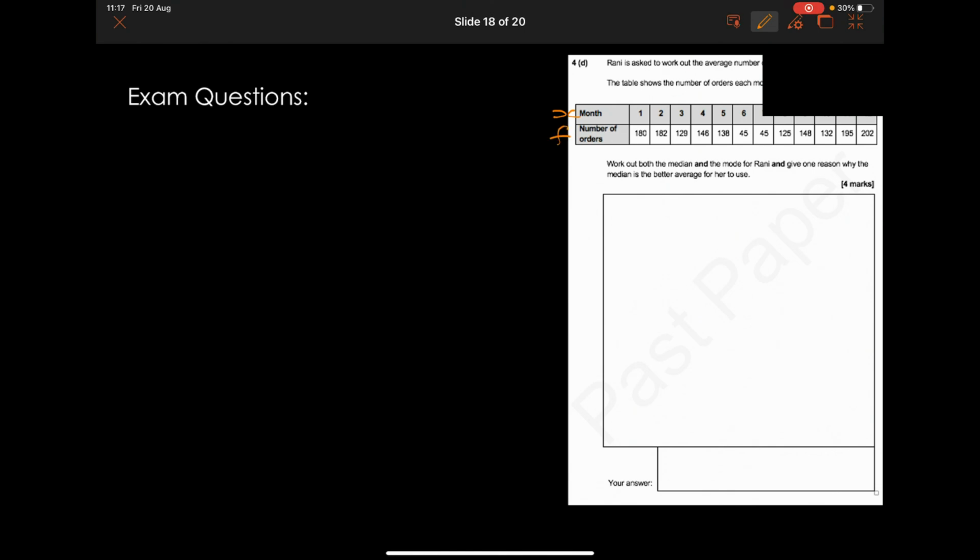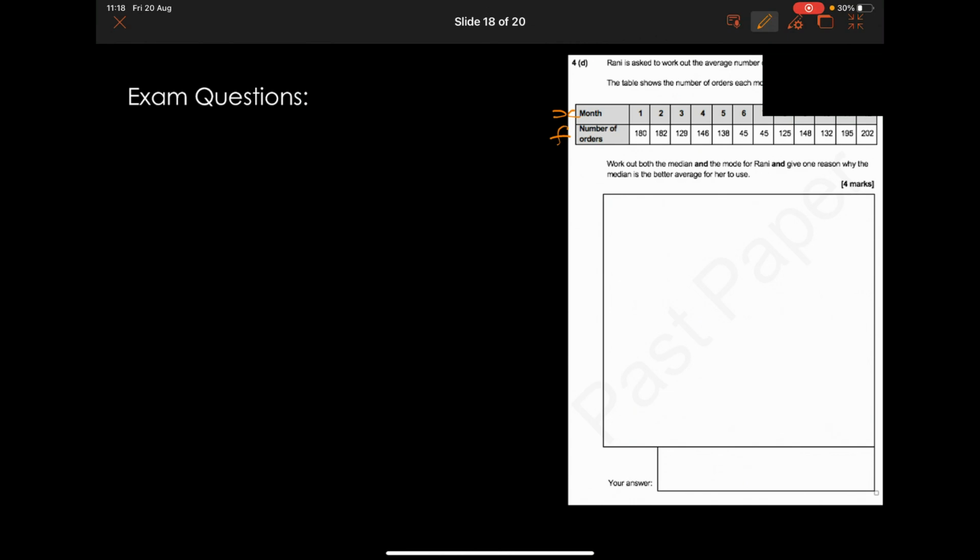Work out both the median and the mode for Rani and give one reason why the median is the better average for her to use. 4 marks, which is quite a lot for this question actually. Okay, so pause the video, have a go and press play for the answer.